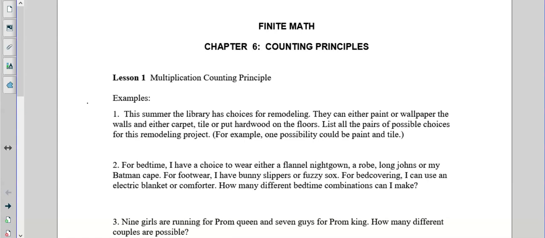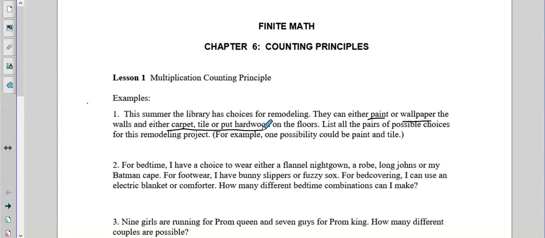Number 1 says this summer the library has choices for remodeling. They can either paint or wallpaper. So those are the two options for the walls. You're either going to paint the walls or wallpaper. And then you're either going to do carpet, tile, or hardwood on the floors. Okay? So there's a lot of different ways you can do it.